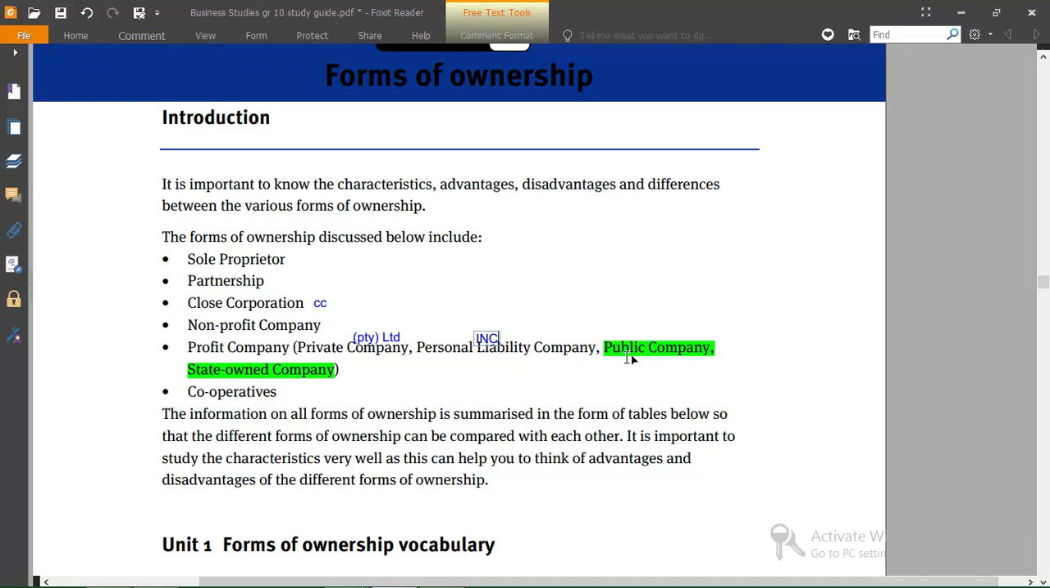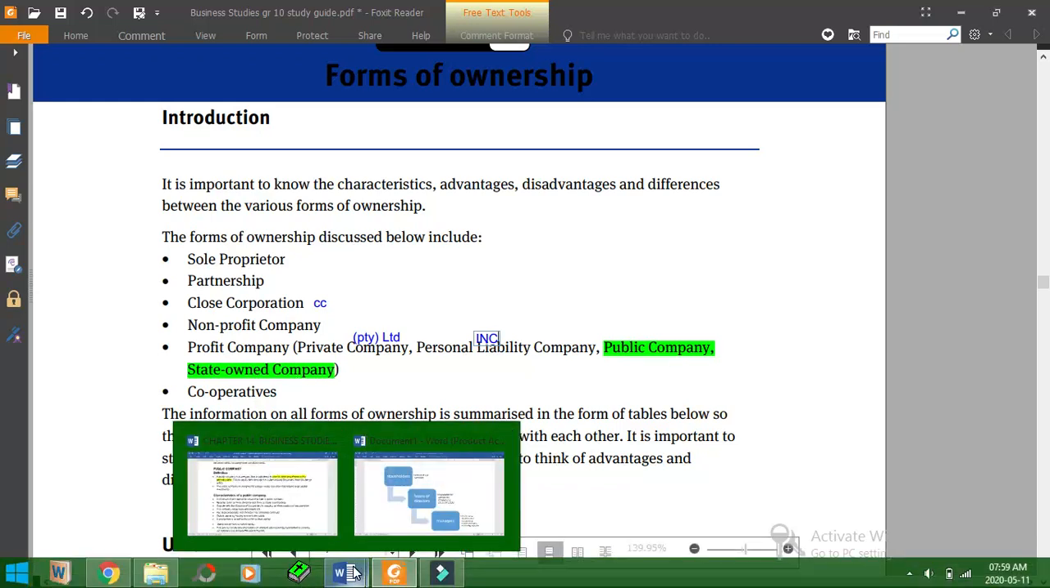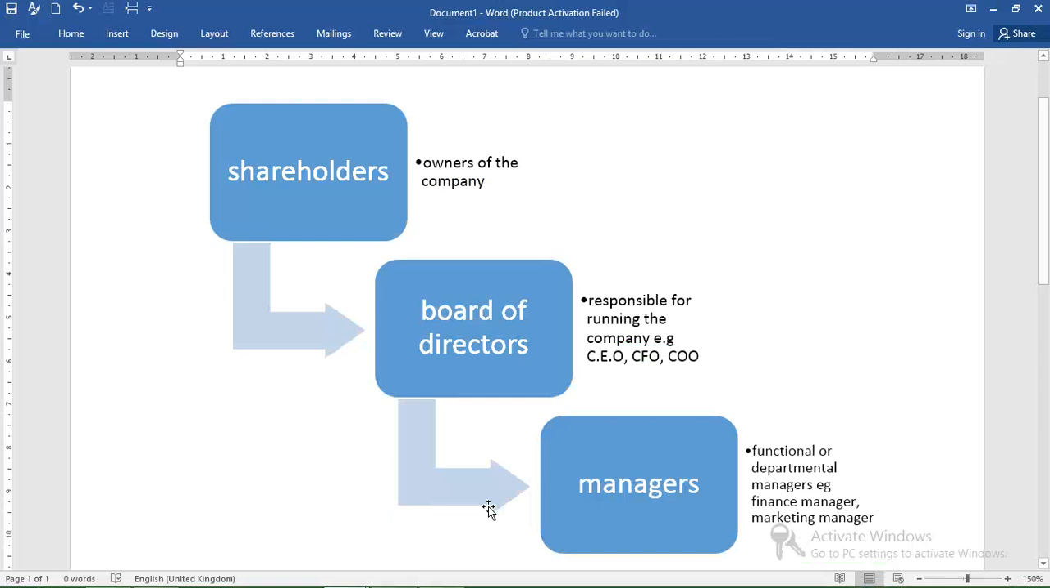So now we want to talk about the public company and state-owned company. Right guys, before I go there, I just want to explain a little bit about shareholders and shares, so that when I talk about public companies, it becomes easy for you to understand. Shareholders, if you still remember, are the owners of a company. You are called a shareholder once you buy a share in a company.